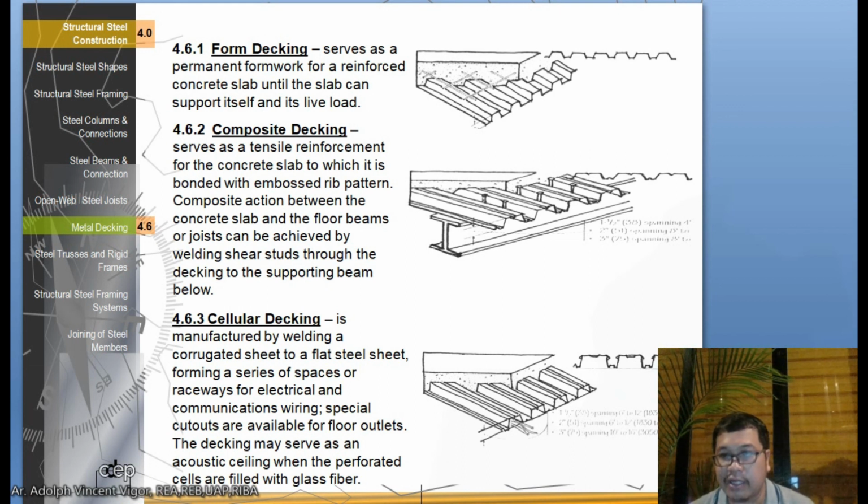Okay, then don't forget to do your activities because it's really important, class, in this subject that you master all the different construction drawings for the project.